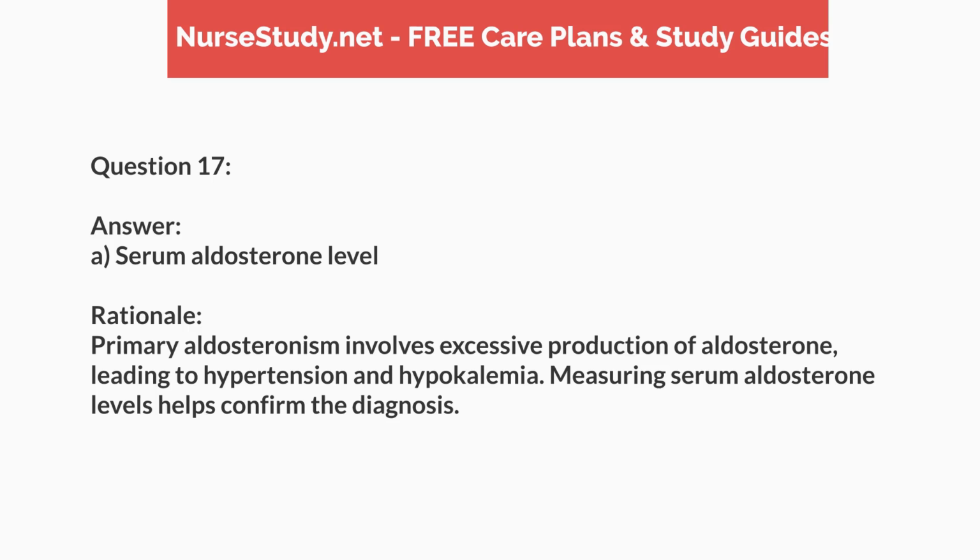Serum aldosterone level. Rationale: primary aldosteronism involves excessive production of aldosterone, leading to hypertension and hypokalemia. Measuring serum aldosterone levels helps confirm the diagnosis.